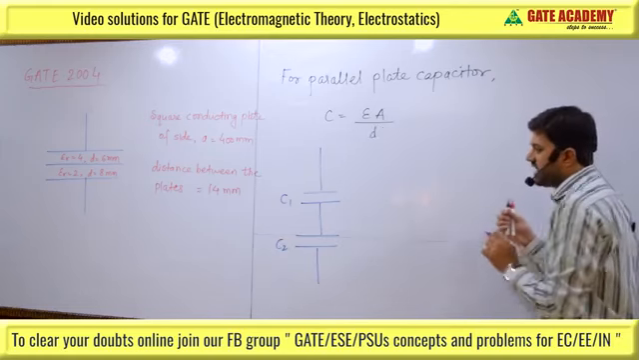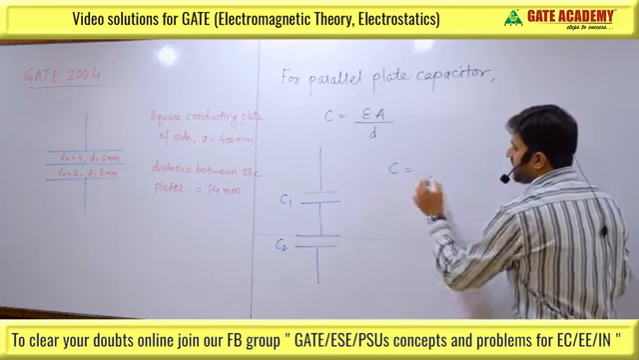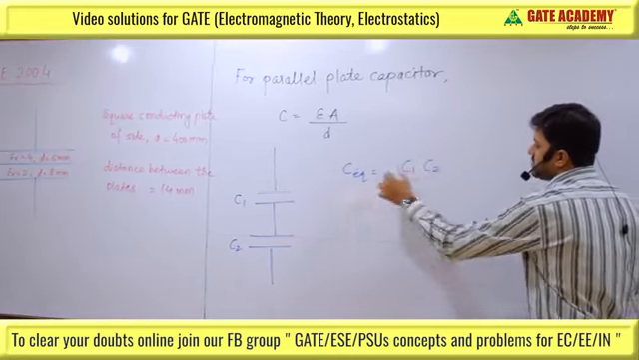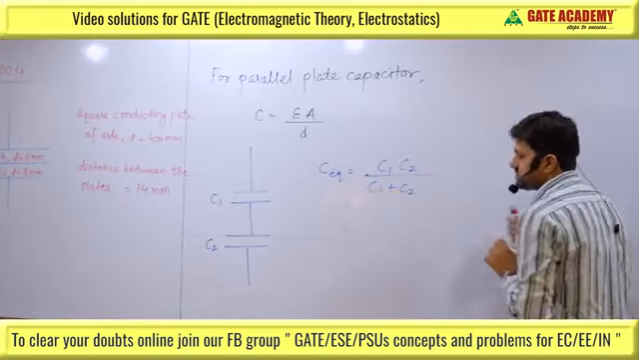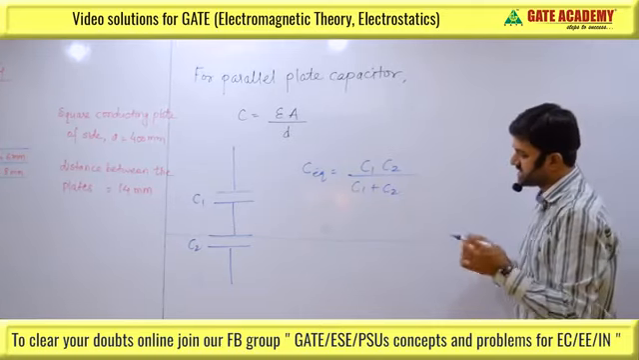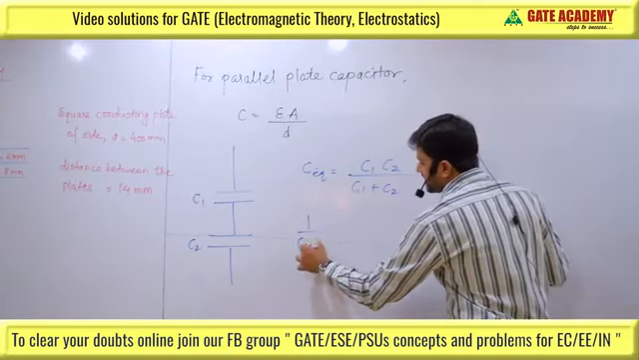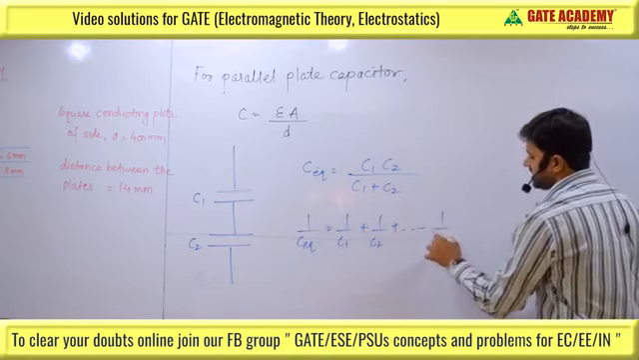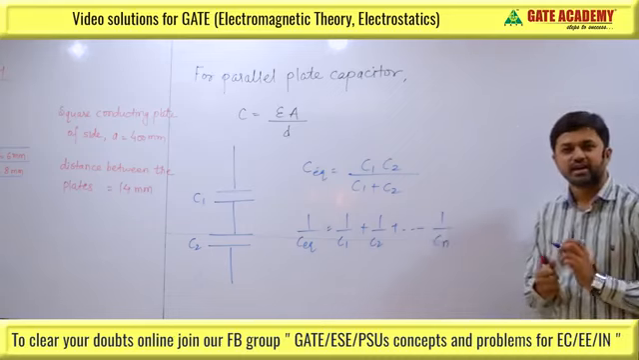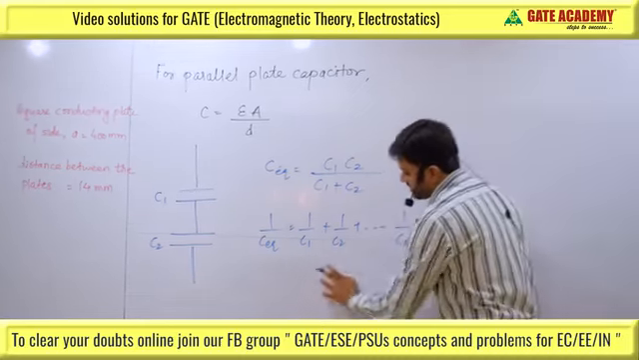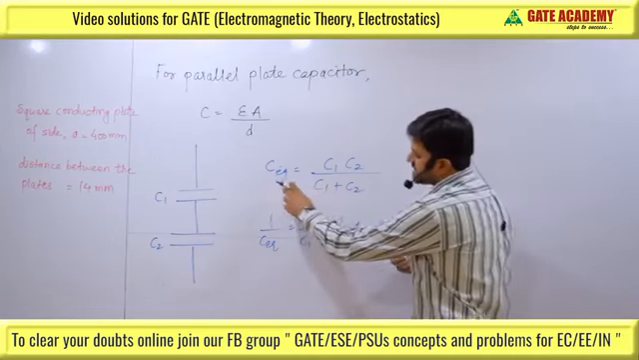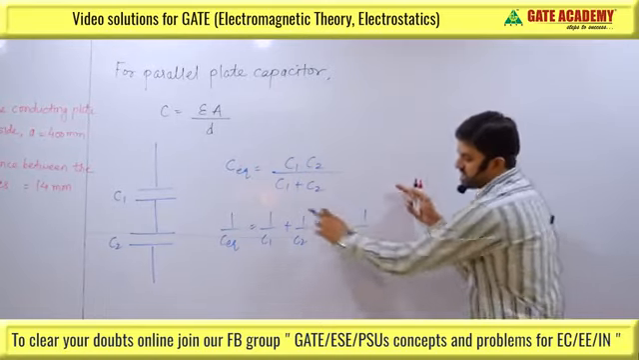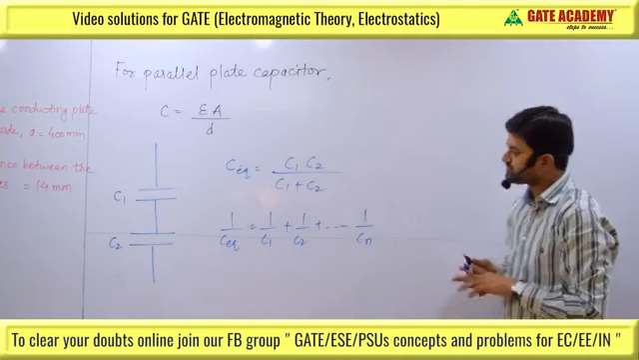And when the capacitances are connected in series, the equivalent capacitance is given as C1 C2 upon C1 plus C2 if two capacitances are connected in series. Overall capacitance can be calculated as 1 upon C1 plus 1 upon C2 plus 1 upon Cn and so on, if n capacitances are connected in series. If two capacitances are connected in series, then we can calculate equivalent capacitance by solving this equation. We will get only this term.